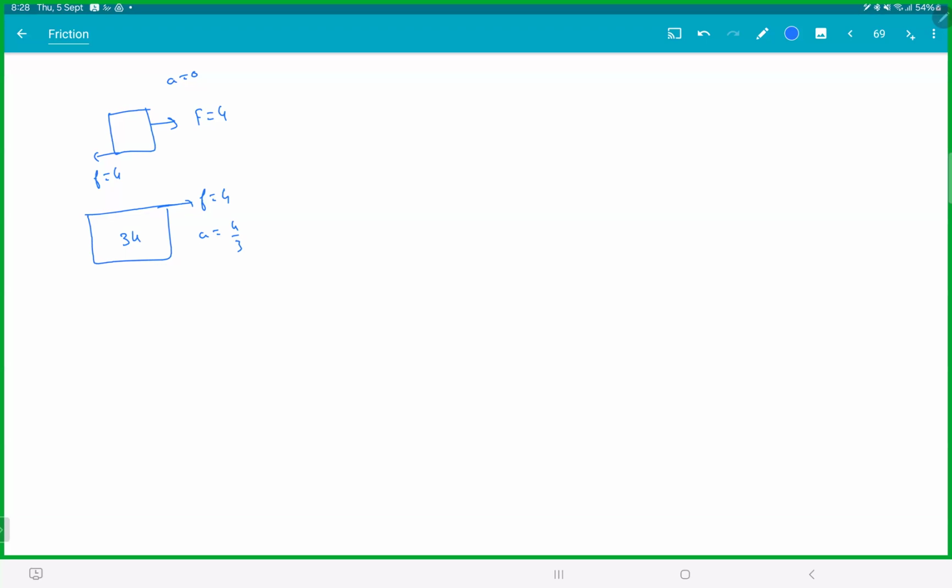Second thing, who the hell told you F is maximum? How did you decide F is maximum? Isn't this what the whole story of the chapter is? You can write F is maximum only when you're 100% sure both the blocks are slipping, isn't it?